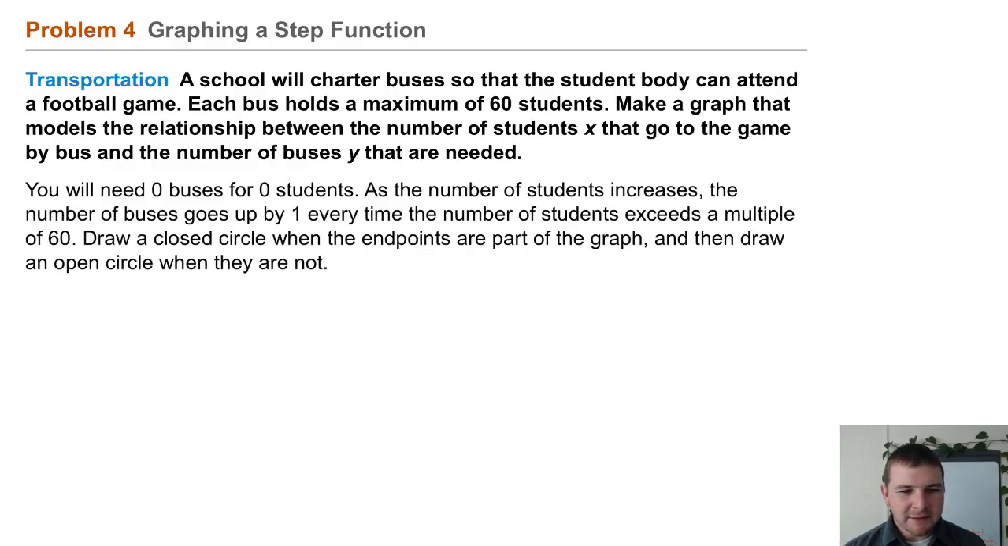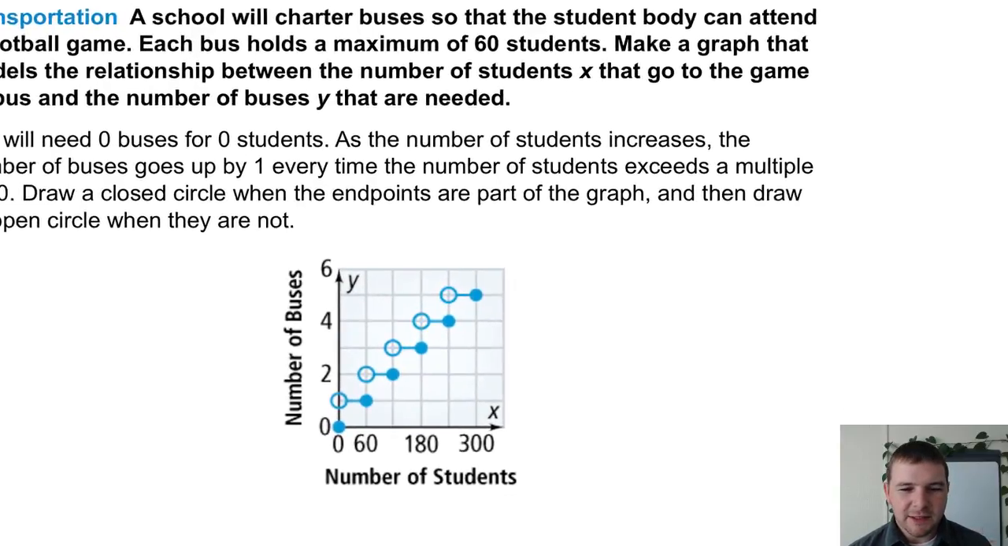You'll need 0 buses for 0 students. As the number of students increases, the number of buses goes up by 1 every time the number of students exceeds a multiple of 60. We'll draw a closed circle when the endpoints are part of the graph, and then draw an open circle when they're not. So consider this graph.